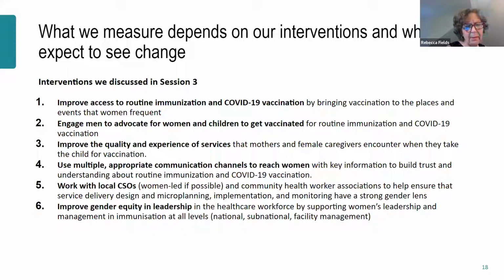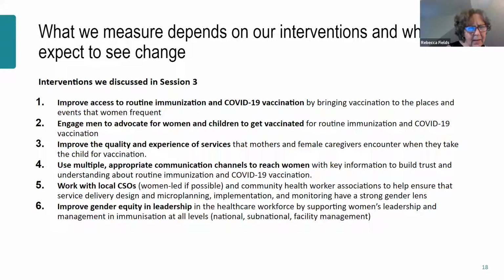The second was engaging men for supporting women and children to get vaccinated. The third was to improve the quality and experience of services, which we were just talking about from the homework. The fourth was using multiple appropriate communication channels to reach women. The fifth was working with local NGOs, especially to help ensure that service delivery design and micro planning and implementation and monitoring all have a strong gender lens. And the sixth was improving gender equity in leadership. So as we continue to discuss in this session today about assessing progress, we want to make sure that we are pegging our measurement approaches to what it is that we are hoping to see change.